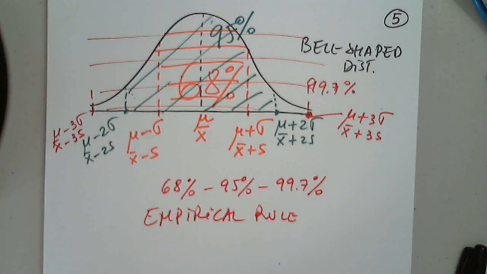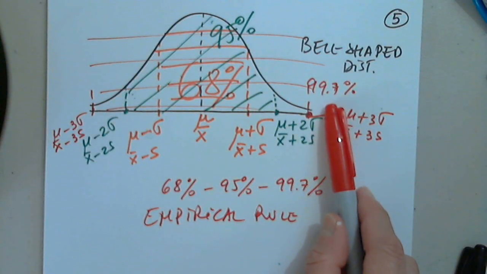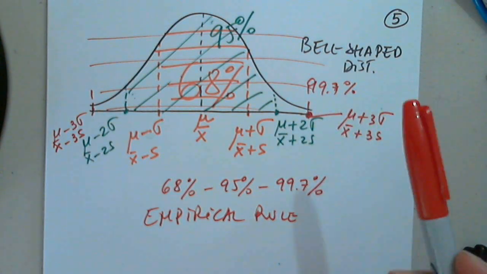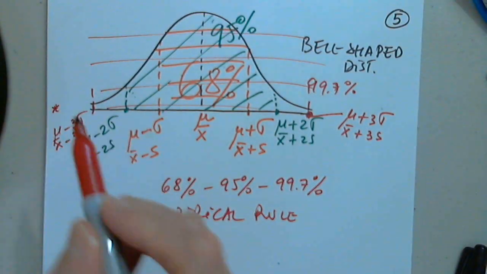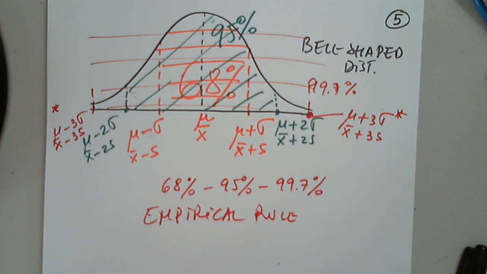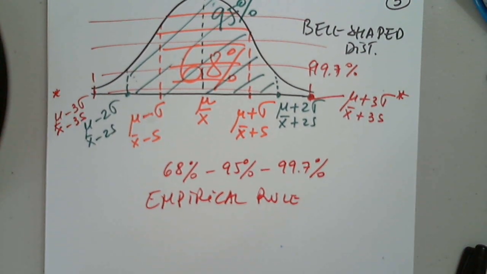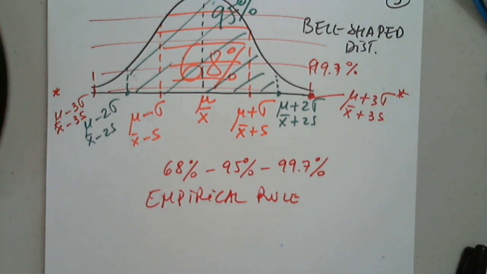Do you not get the full 100%? It's approximate. We can have what are called outliers. So we still can have something here or maybe something here. So that's an approximation. Yes. If it is bell-shaped, nothing is 100% bell-shaped or perfectly bell-shaped.